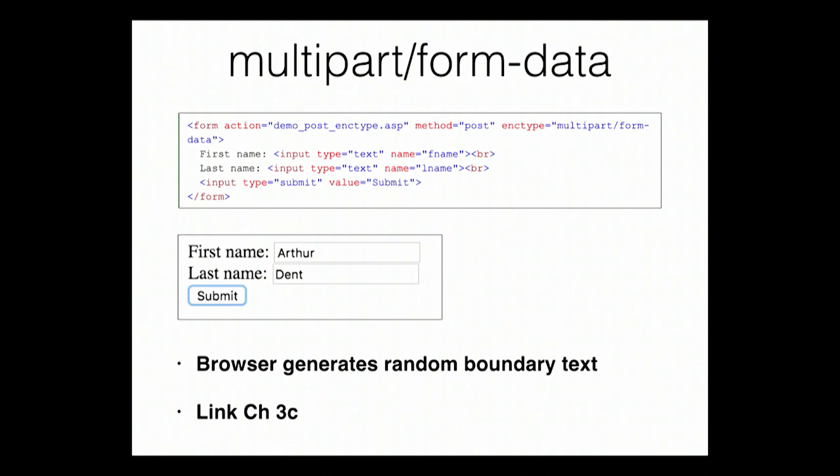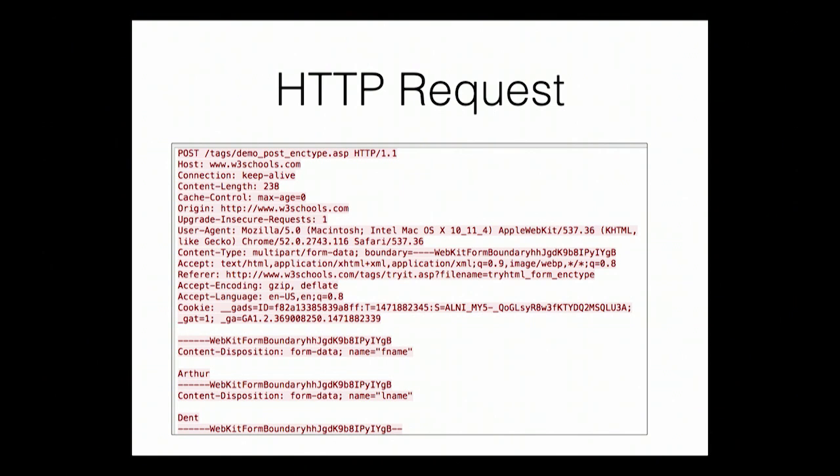Now you can have multi-part form data for the encoding type when you send it. I don't know why this even exists, but the way it works is when you send the data, it creates a random thing here, WebKit form boundary with a bunch of random letters, and then it puts the data here, like first name Arthur, last name Dent.